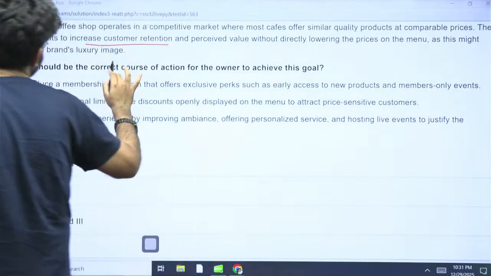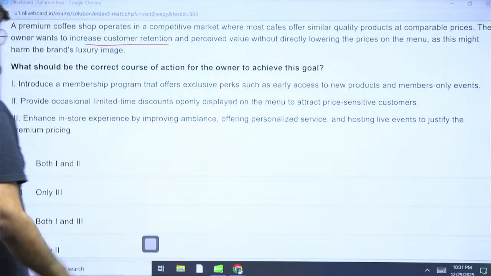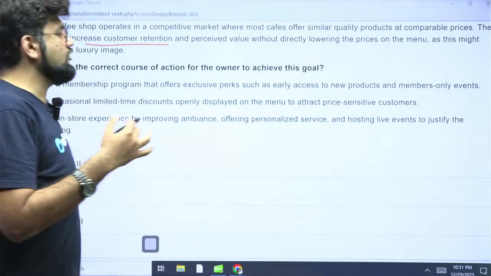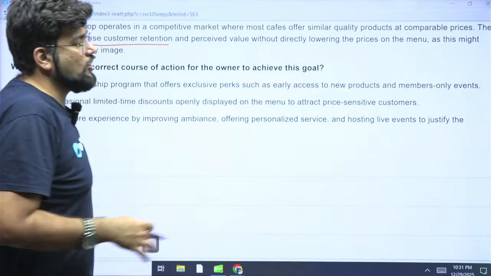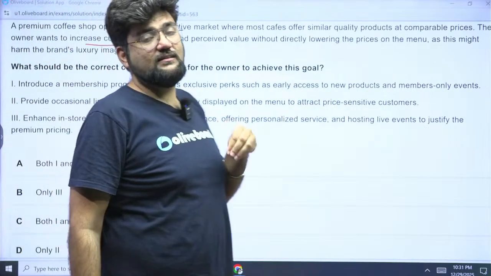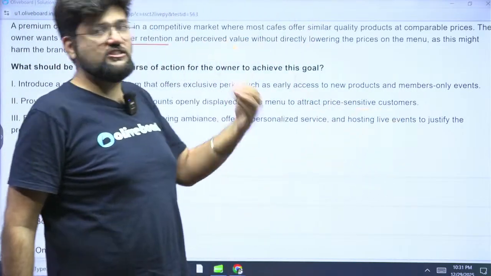What should be the correct course of action for the owner to achieve this goal? Just read all the three. Introduce a membership program that offers exclusive perks such as early access to new products and members only events. Whenever you show loyal customers that you are rewarding the loyalty, they will stick to you.